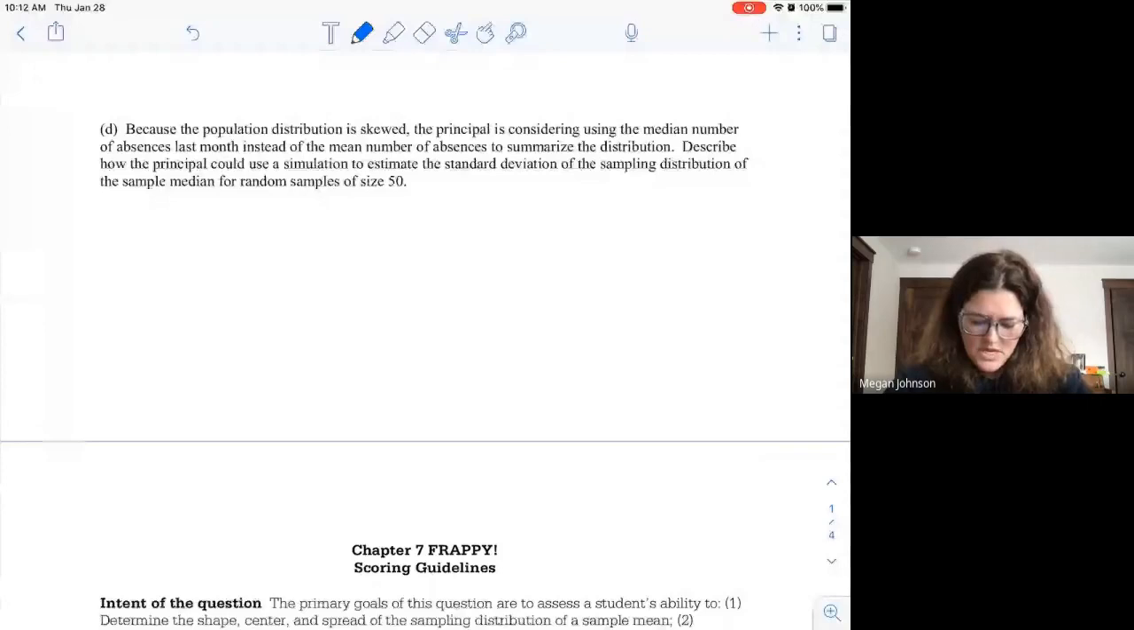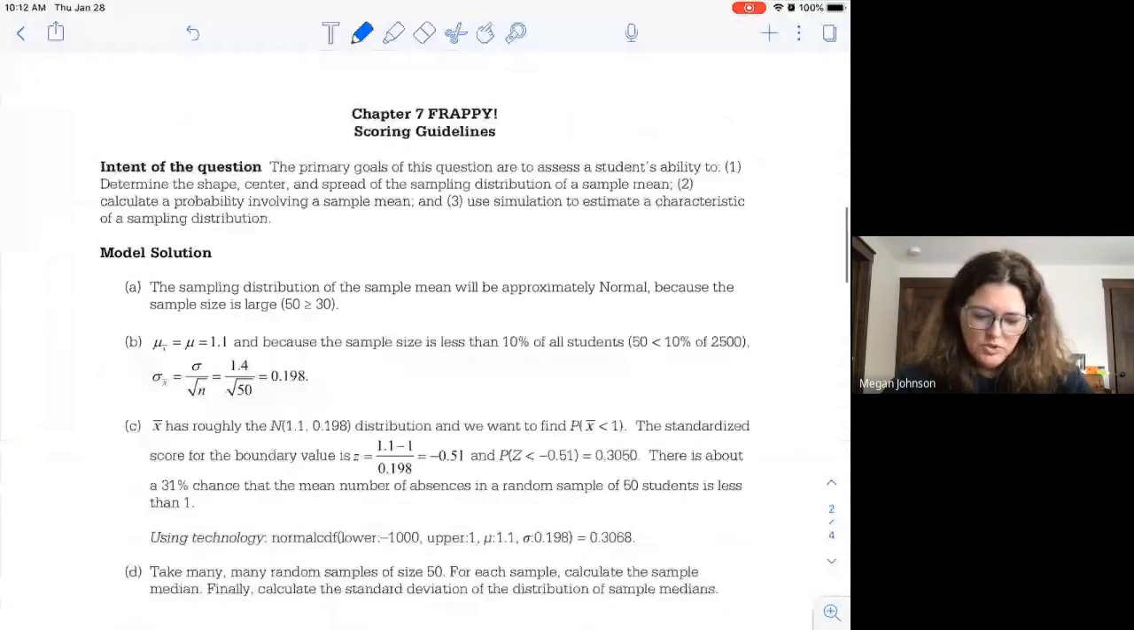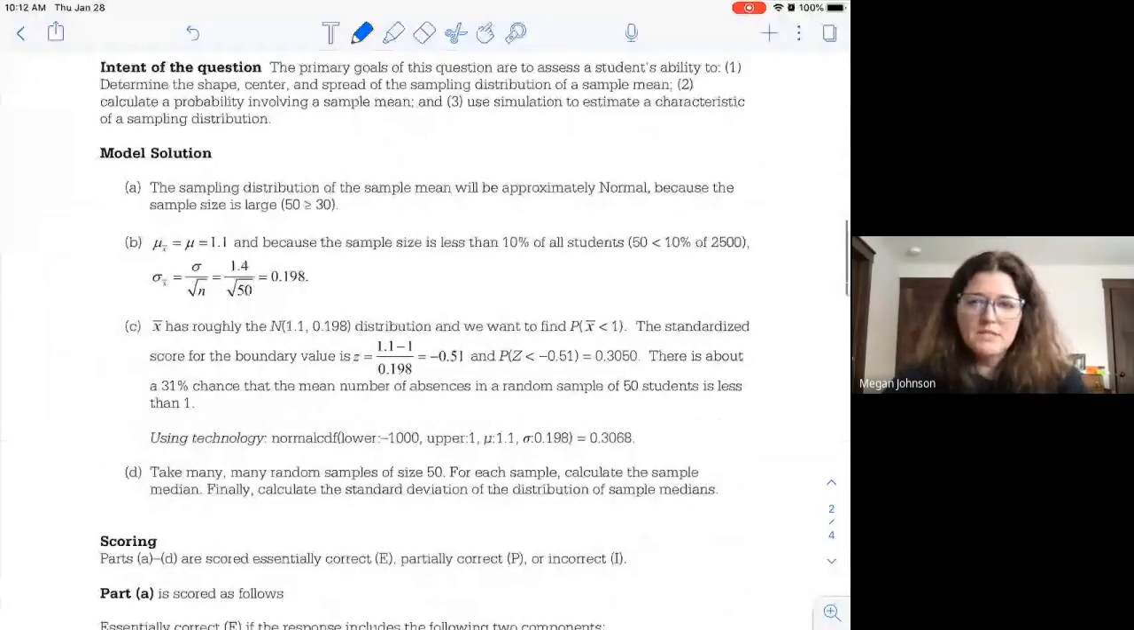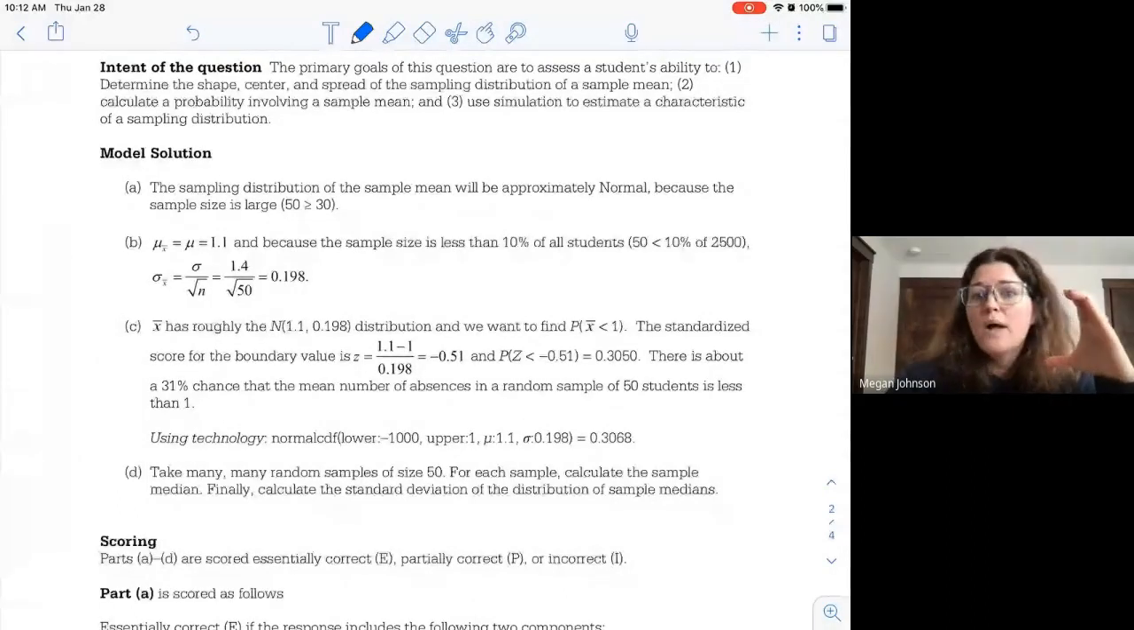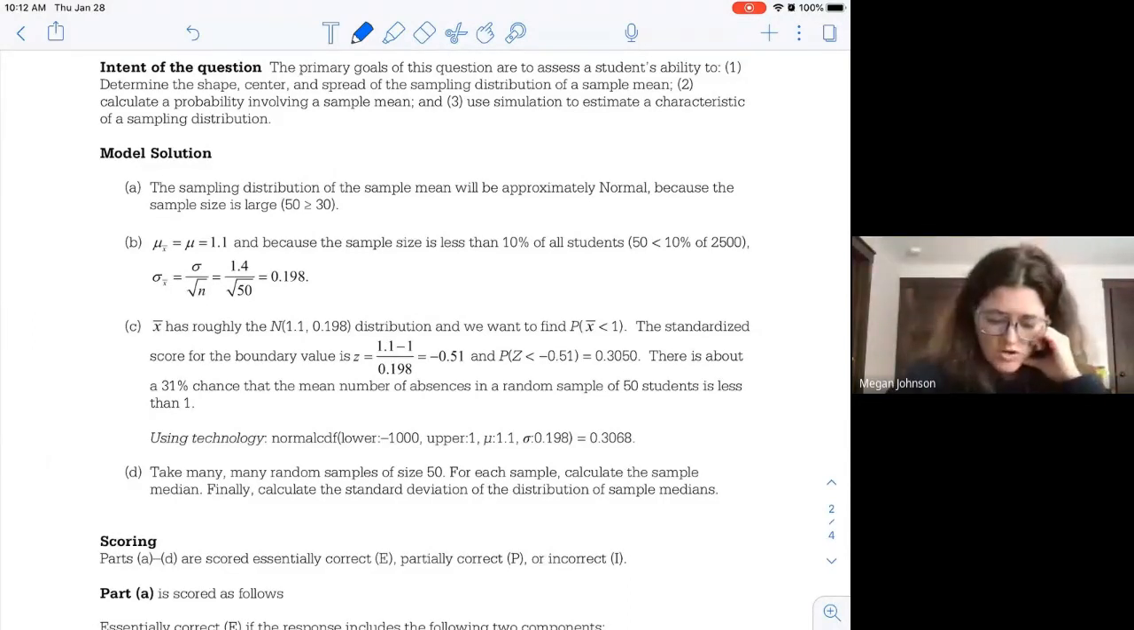Okay. So here's our model solutions. So remember, this is the model solution. I'm going to go through what the model solutions should look like, and then I'm going to talk about how each one was scored. So the model solution for part A says the sampling distribution of the sample mean will be approximately normal because the sample size is large, and in parentheses, they show 50 is greater than or equal to 30.